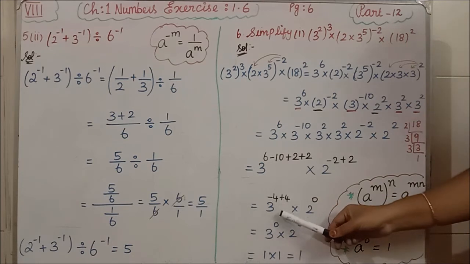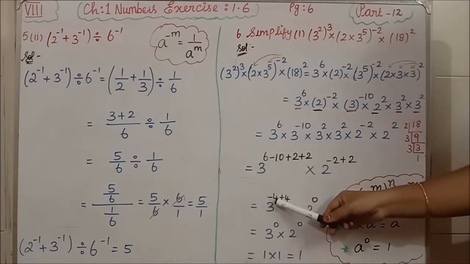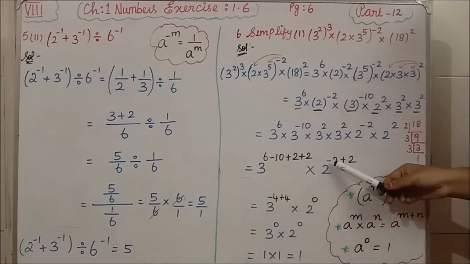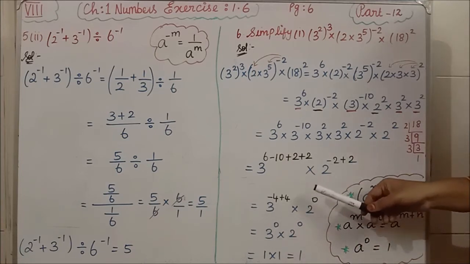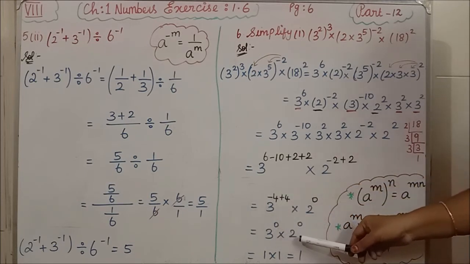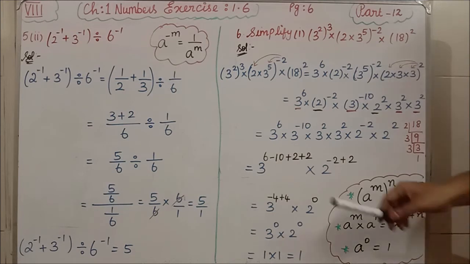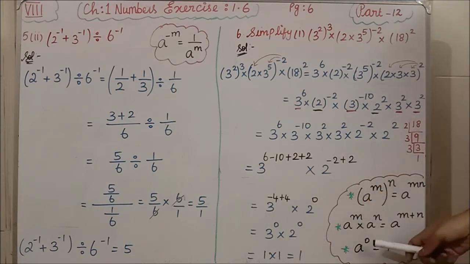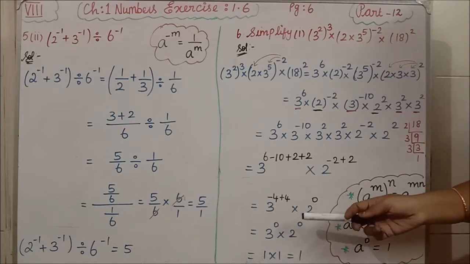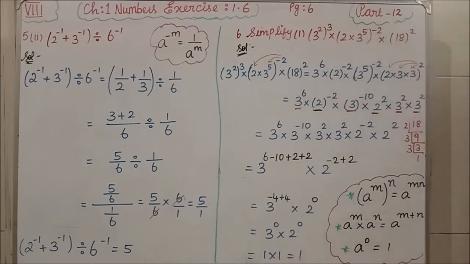Here equal to 3 power 6 minus 10 is minus 4, 2 power 2 plus 2 is 4, into 2 power minus 2 plus 2, answer is 0. Equal to 3 power 4 minus 4 is 0, into 2 power 0. Clear? We know any number power 0, the answer is what? 1. a power 0 equal to 1. So 3 power 0 answer is 1, into 2 power 0 answer is 1. So 1 into 1 is what? 1. That is the answer.